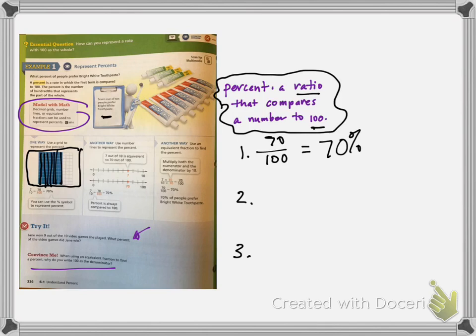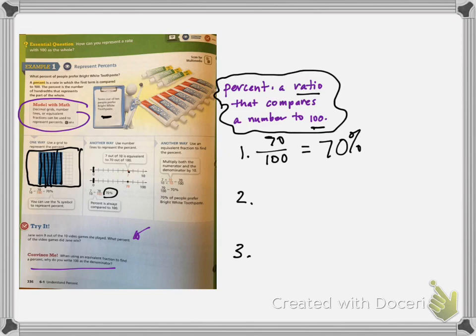Another way is they drew double number lines and they divided them both into tick marks of 10. And even though they both start at 0, this one is from 0 to 10 and this is from 0 to 100. So if you had 7 out of 10, that is the same as 70 out of 100. So the percent would still be 70%.